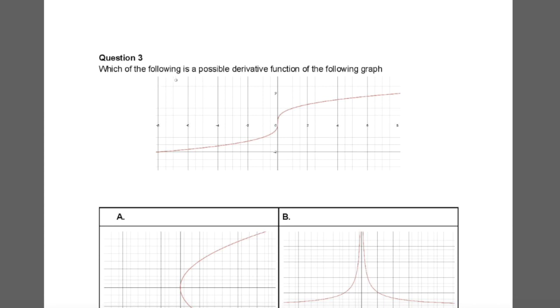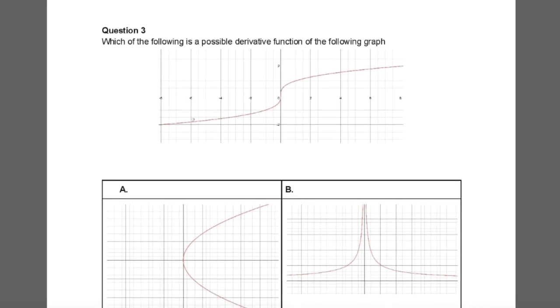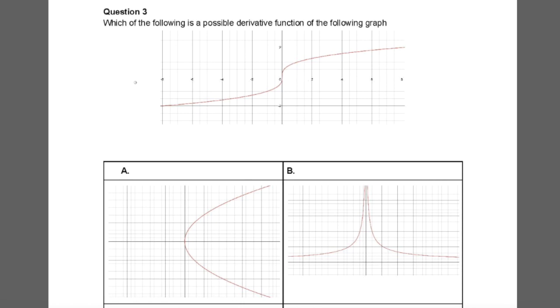This next one here, which of the following is a possible derivative function of the following graph? Well, it looks to me as though we've got some sort of cubic that's been put on its side, so maybe something like x to the power of 1/3. Okay, let's think about what's the gradient here. When x values are large and negative, it's got a shallow gradient, and then it starts to increase, as we can see here.